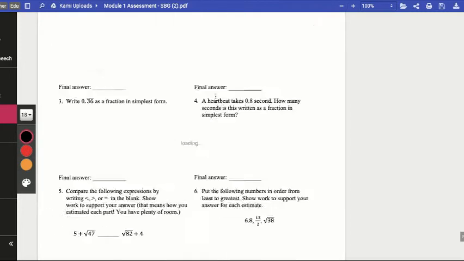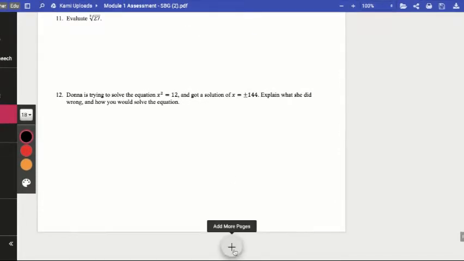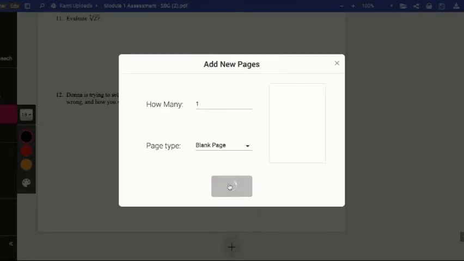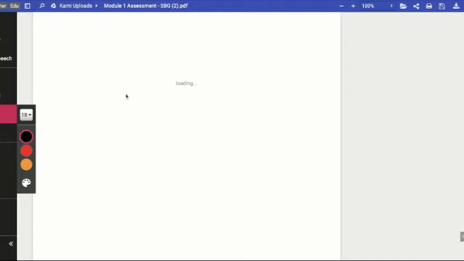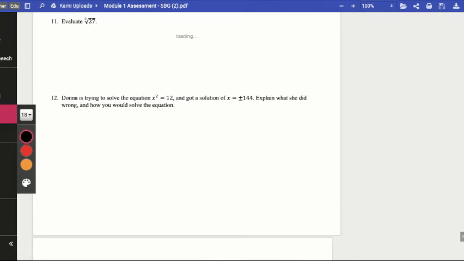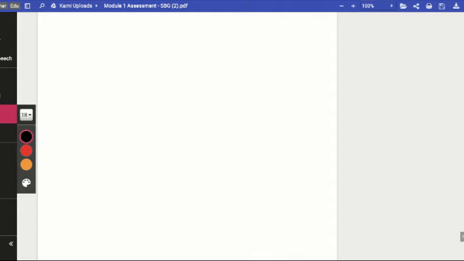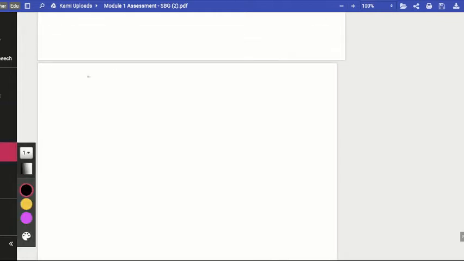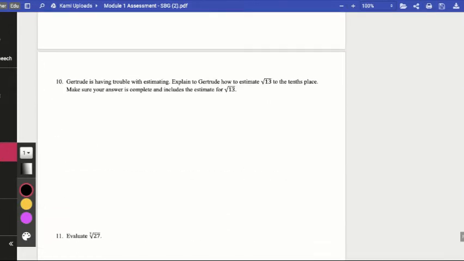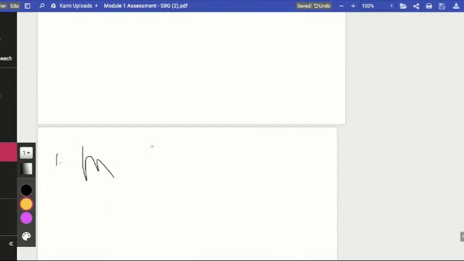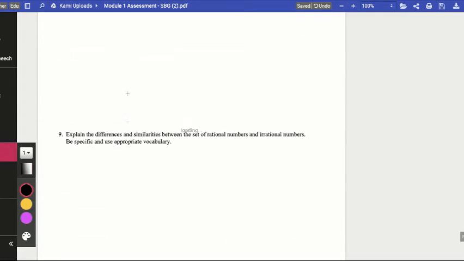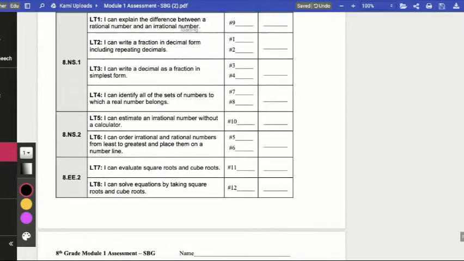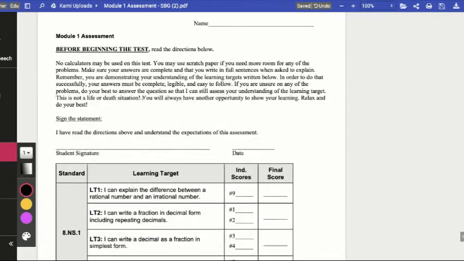I do want to note that Kami allows you to add a page, so you could add a page if you needed more space, and then you could just number your work to show which problem it went with. So it's still loading. So here is our new blank page that we added and that we could write on. We could label it 1 if you wanted to. And it might be helpful if you circled the number if you added another page with work. But it added another page, so you can show your work there if you are using Kami.